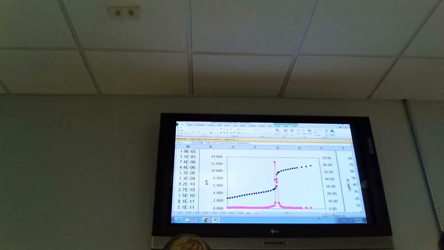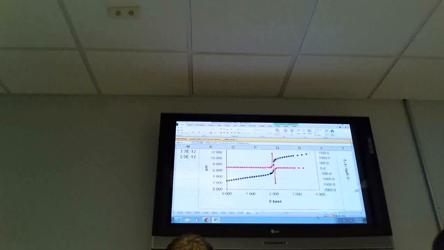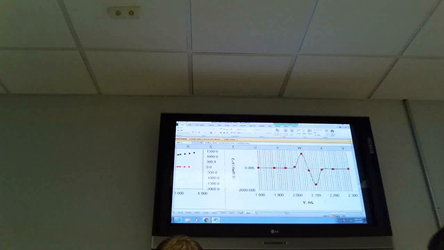Where it goes 0, where it passes through the y-axis, should be our equivalence point here. And so do you see how the slope goes big, falls, goes through 0, and then goes negative? I need to draw in the x-axis there so you can see. Where the line intersects the x-axis, that should be the equivalence point.